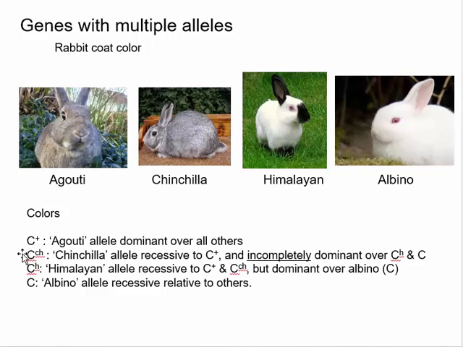Let's see, the chinchilla CCh allele. Of course, it's recessive to C plus, right? Because C plus is dominant to everything. But it's only incompletely dominant over these other two here. So you might end up with intermediate characteristics or intermediate coat colors if you have those combinations. If it's CCh and CCh, a homozygote, it'll be the true chinchilla color. The Himalayan rabbit we see is recessive to everything above, but dominant over this last allele, the albino allele. The only way to get an albino rabbit would be to have 2 of the C alleles here.